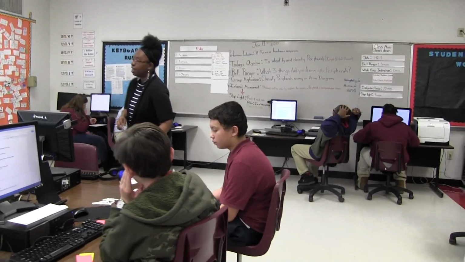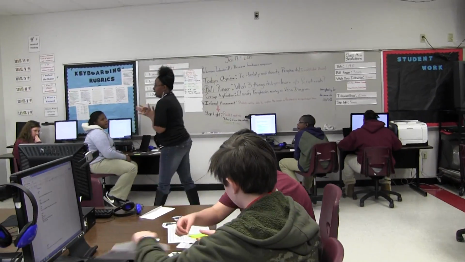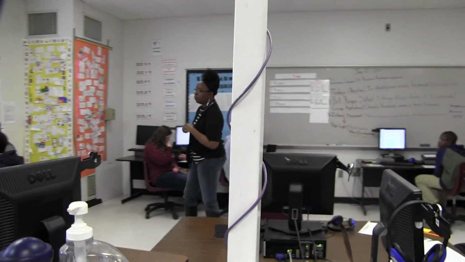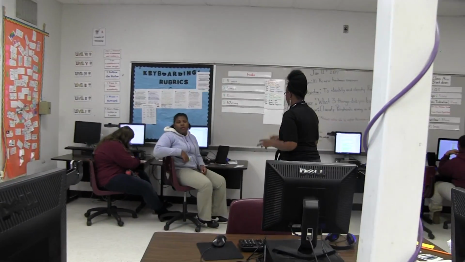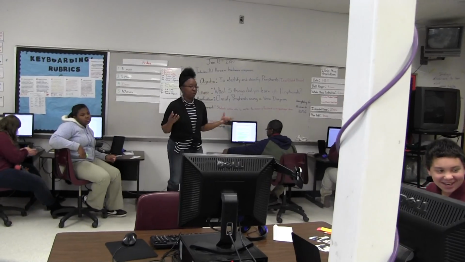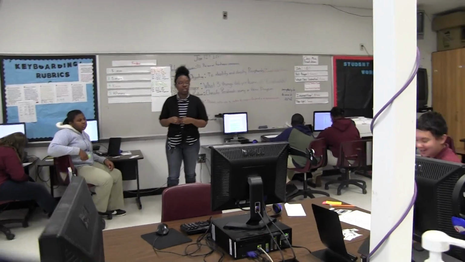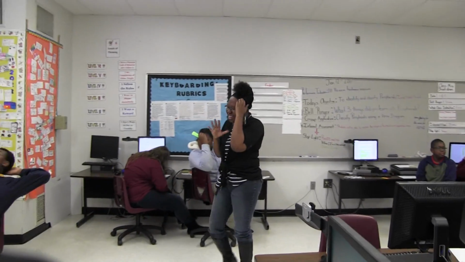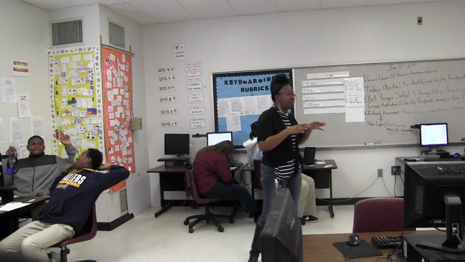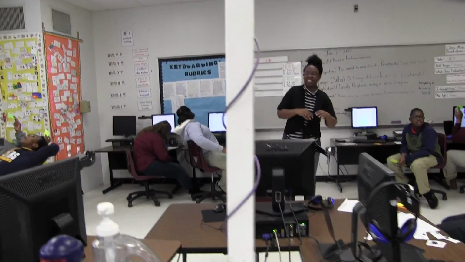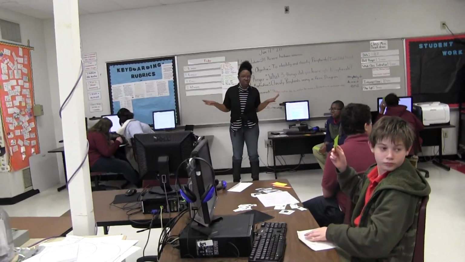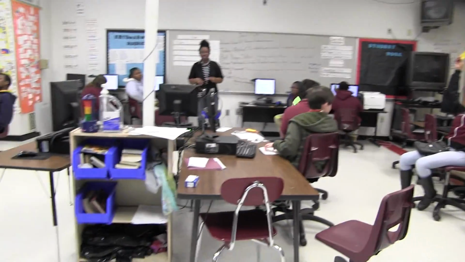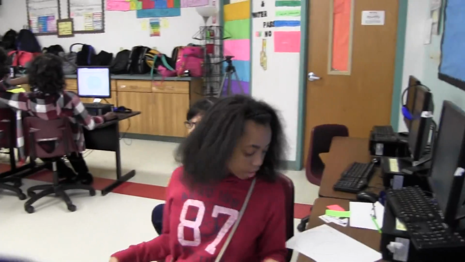So, using your traffic light, if you feel like you know input and output devices, you know what a peripheral is, then you're going to raise green. If you think, I might need a little more review right quick, then you're going to raise yellow. And if you just absolutely do not understand what we did, you're going to raise red. So raise up your paper.